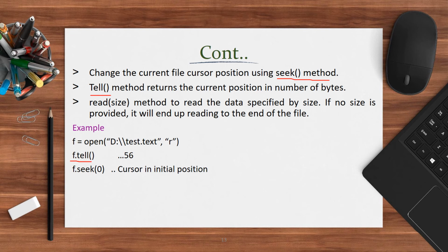Some of the text is available in the text.txt file, whereas it returns 56. This is a sample example. Then seek(0) means the cursor is going to be placed at the initial position, and if I give some position such as 10 or whatever it may be, the cursor is going to be placed at the 10th position, or whatever position I have given.